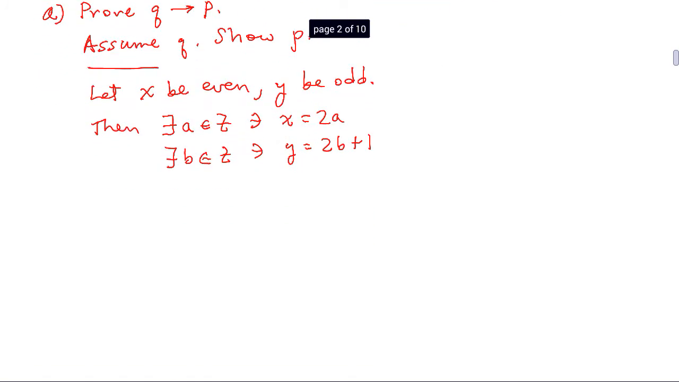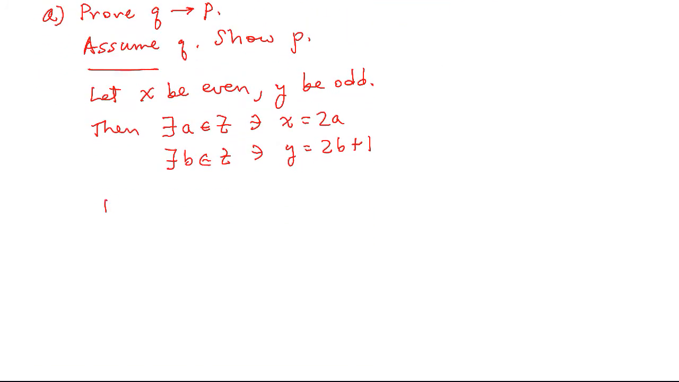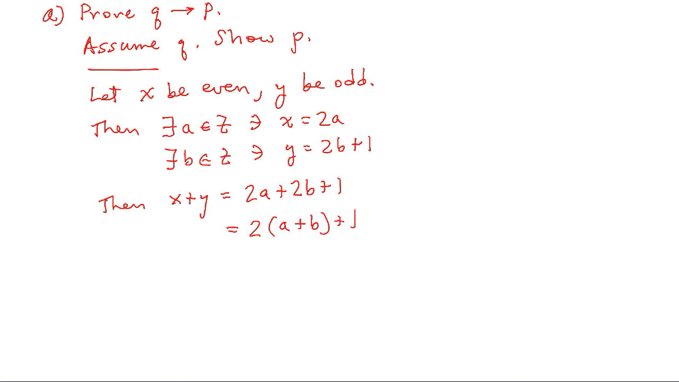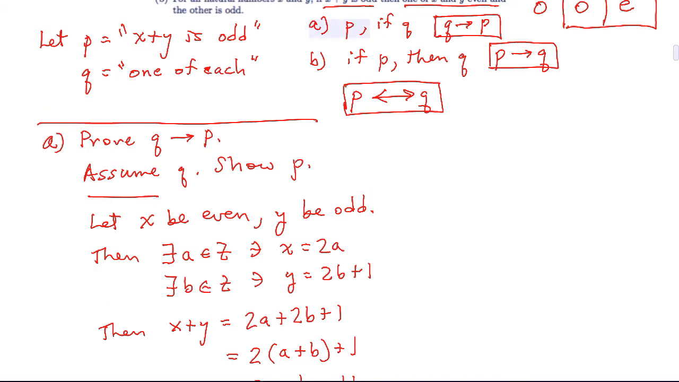Then what I can do is I can say then x plus y is equal to 2a plus 2b plus 1. And I'll simply factor out a 2 from the a plus b, and I'm left with a plus 1. So this is of the form 2 times an integer plus 1. And that means that it's odd because it's of that form. Hence, x plus y is odd, and hence we are done because that's what the statement P was in the first place, that x plus y is odd.